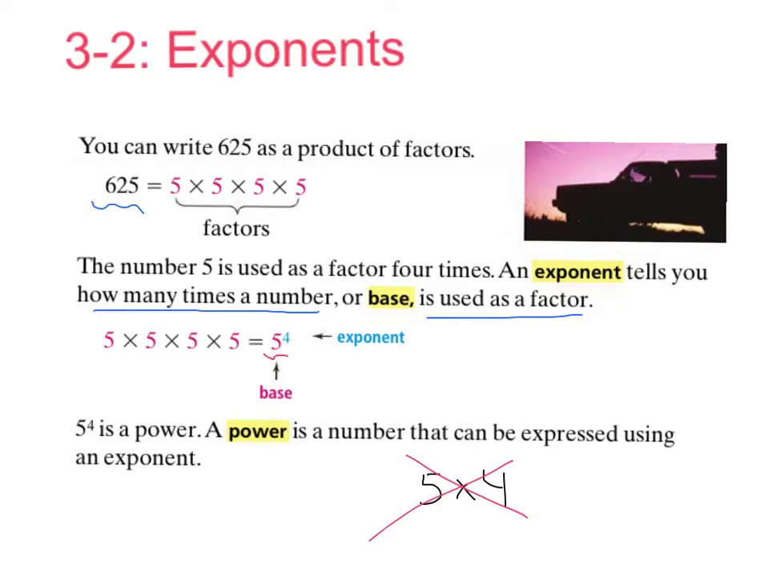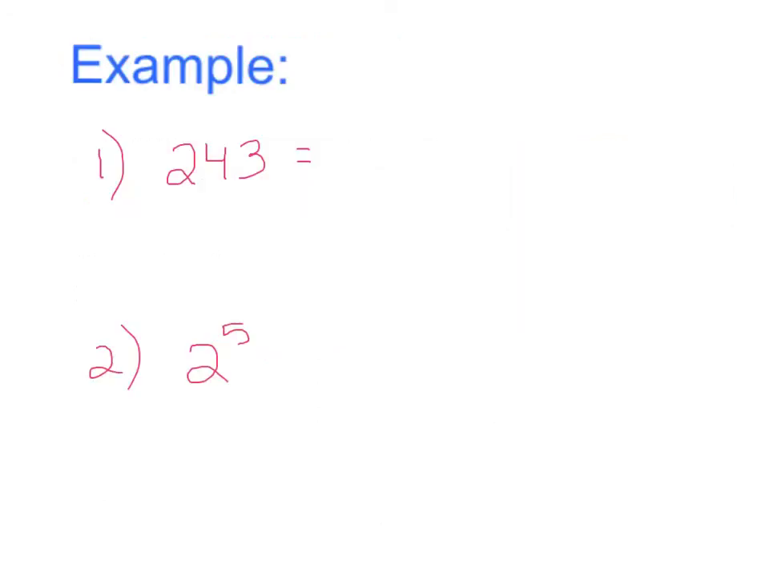The power is the number that can be expressed using an exponent. So 5 to the 4th power means that I have an exponent of 4 on a base of 5. So let's look at a couple examples. Let's look at 243.